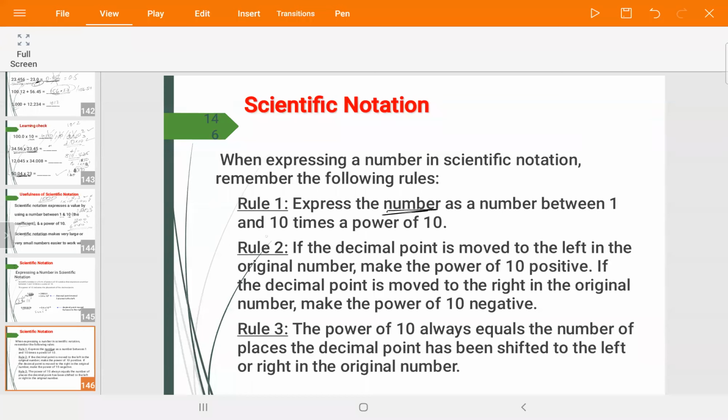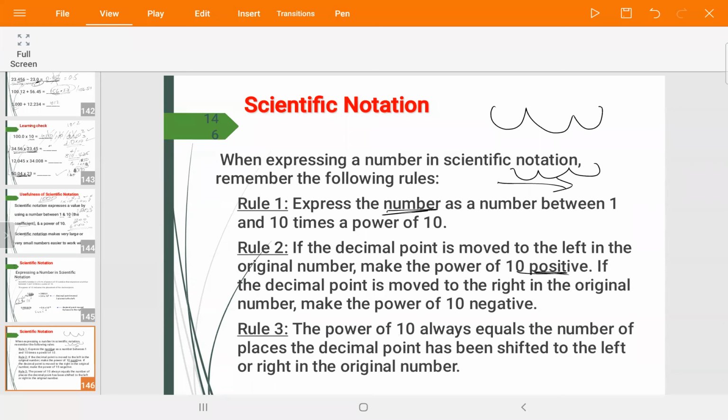Now, rule 2: if the decimal point is moved to the left, because we need very large numbers, make the power of 10 positive. If the decimal point is moved to the right, going this way we get a very small number, so what will the power be? It will be negative.